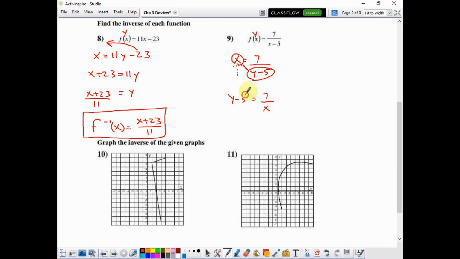Then I can add this 5 to the other side. Y equals 7 over x plus 5. So F inverse of x equals 7 over x plus 5.